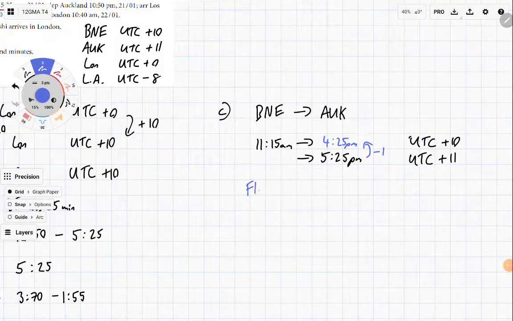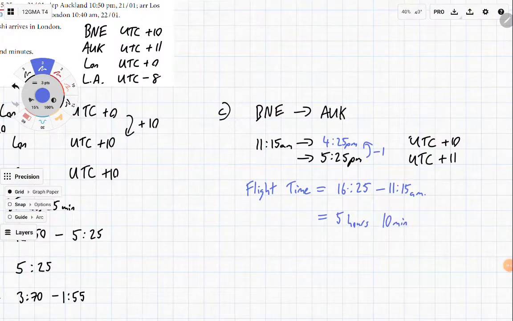So the flight time is going to be 4 hours and 25 minutes. Subtract 11:15. This is p.m. This is a.m. This is where 24-hour time is really useful, because rather than 14, we can write this as 16. Much easier to calculate. 15 off 25 is 10. 11 off 16 is 5. And so it's going to be 5 hours and 10 minutes. So that's the first flight.